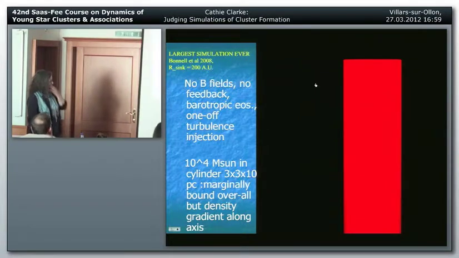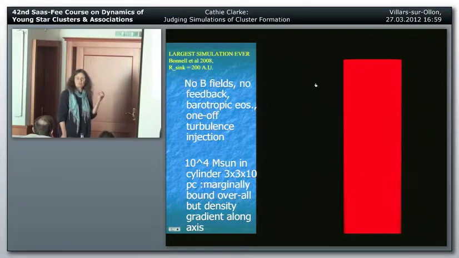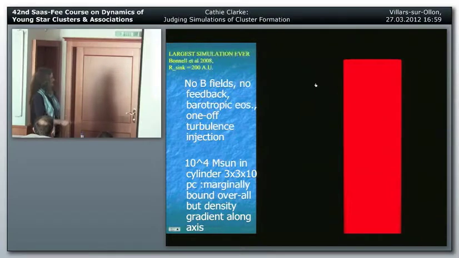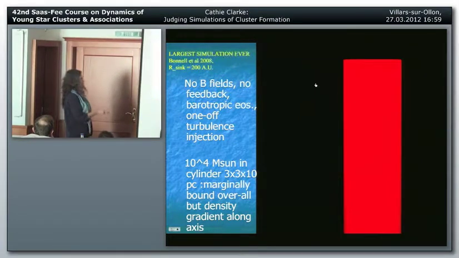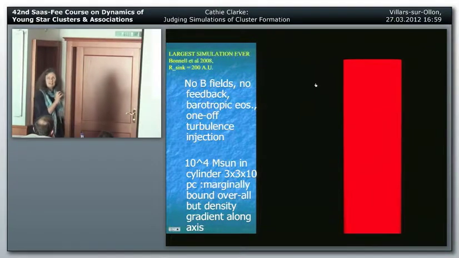The initial conditions of this simulation are pretty interesting. It's a cylinder, and it's marginally bound. Now, you shouldn't be shocked at it being marginally bound, because I kept on banging on about that yesterday afternoon, about how that's the way clouds seem to be. But it's got a subtle gradient in density along it. So actually, it's somewhat bound up at this end and somewhat unbound down the other end. That's quite interesting, because it means that you can study, amongst other things, how the boundedness of the cloud affects the star formation there.